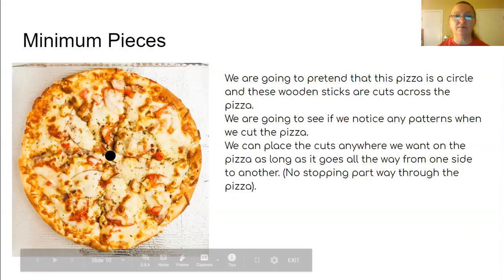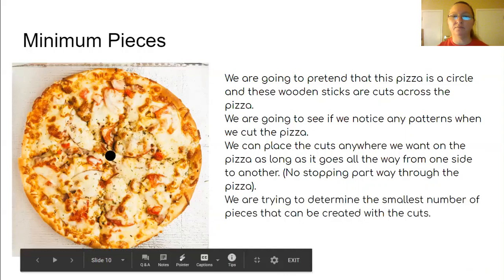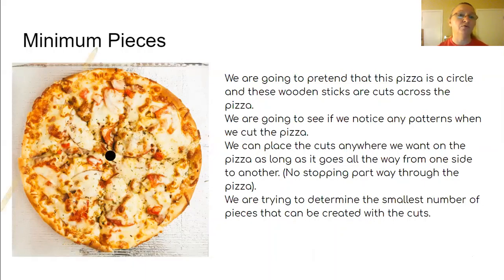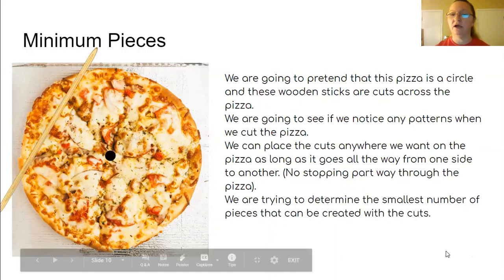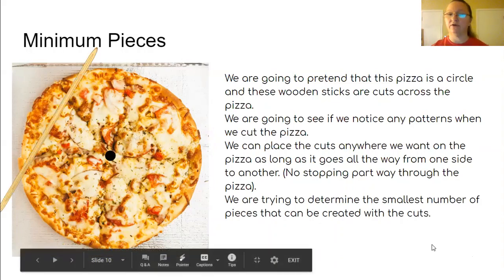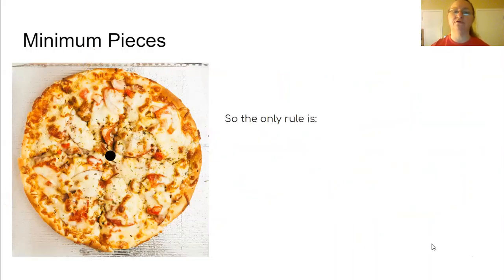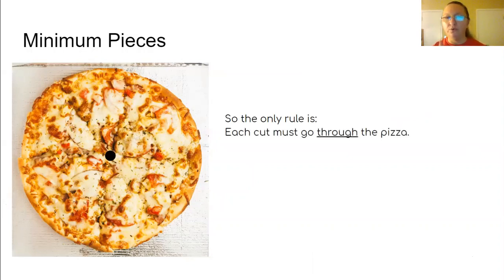So I showed them like so. You can put the stick right through the center if you want, or you can go off to the side like so. You can go over here. It's not going to make a difference. The sizes don't matter. It's just strictly the number we're looking for. So we went through with our first stick. The only rule, again, is that the stick must go through the pizza from one side to the other. So we're cutting through the pizza. We're not cutting partway into the pizza.